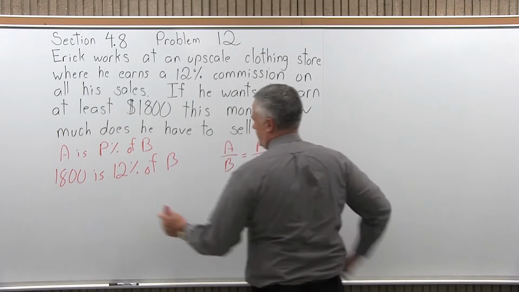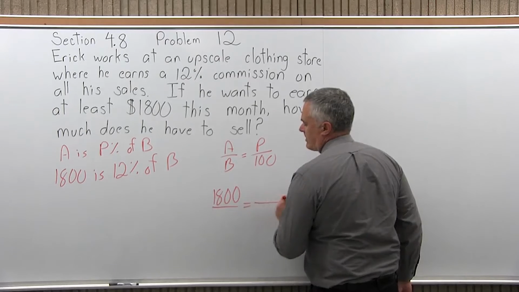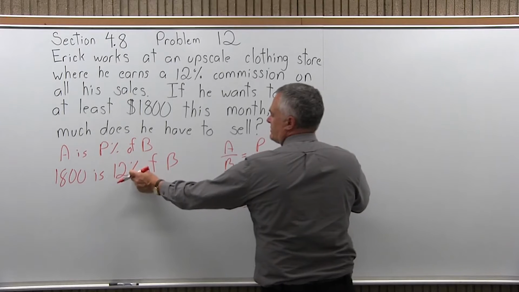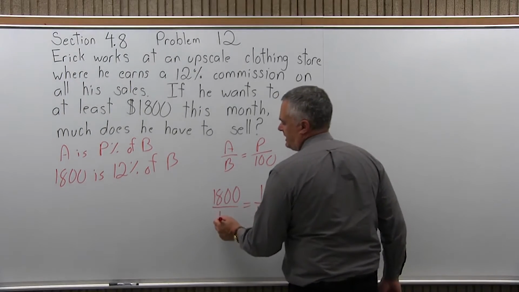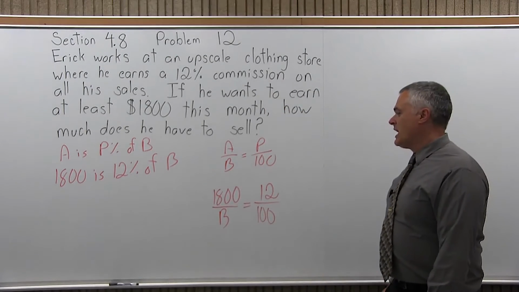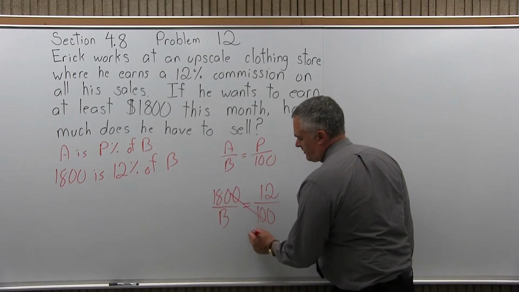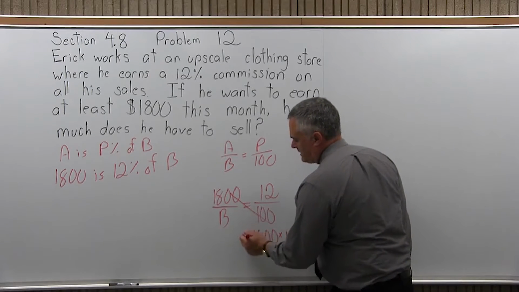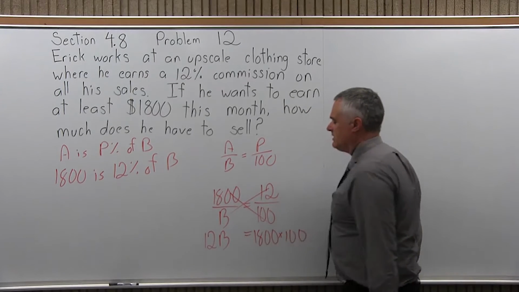So the A is the 1,800. Equals the P is 12. The percent is what gives me the 100 in the denominator. And the B is unknown, so it can just stay as B. It stays a variable. Now, to solve it, what I will do is cross multiply. So, I have 1,800 times 100 is equal to 12 times B, which I'll just write as 12B.